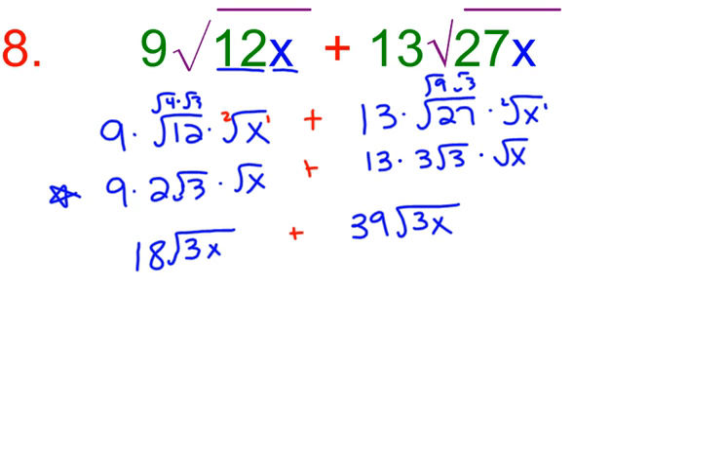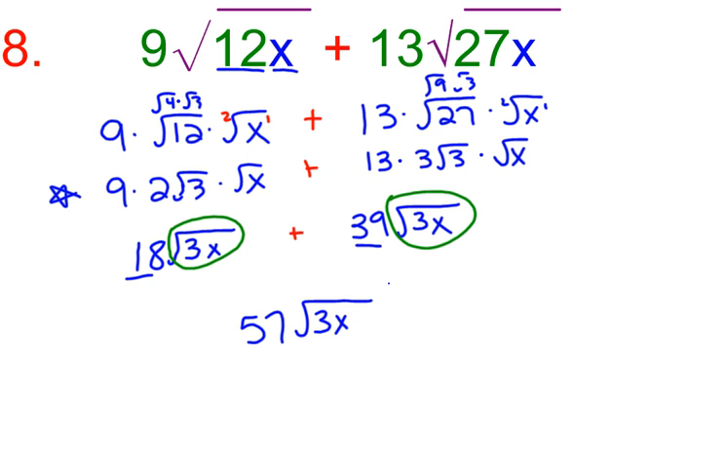So now I look and say, do I have like terms? Like terms means that this is the exact same. What's under my square root and my variables and numbers are the exact same. These outside numbers can be different. That's what I'm actually going to add. So when I add 18 plus 39, I would get 57. And then I leave the label the same. So it's 57 root 3x.